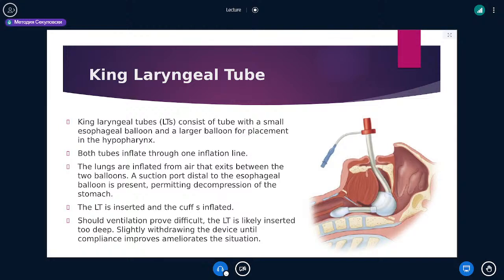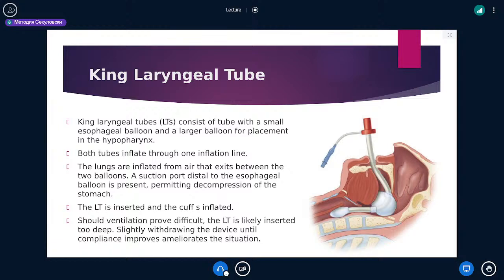Yes, this is the King laryngeal tube. It is very big. All of these tubes, we are anesthesiologists, we don't work with the Combitube and the King laryngeal tube. This is the tube for people working in the emergency room, or in the ambulance car, who have an emergency situation and must do something, but don't know how to intubate the patient.